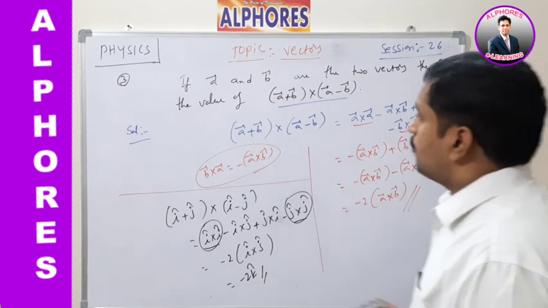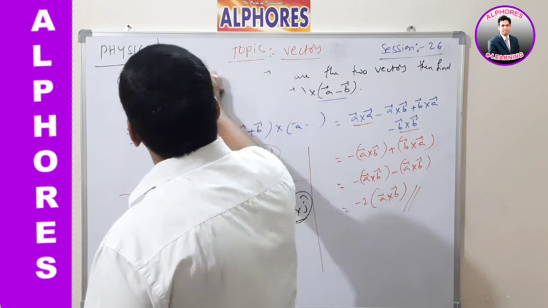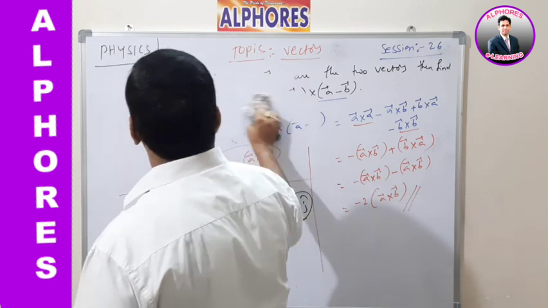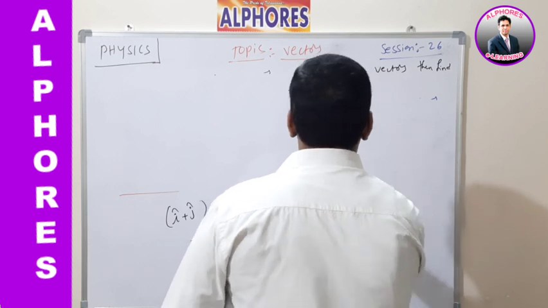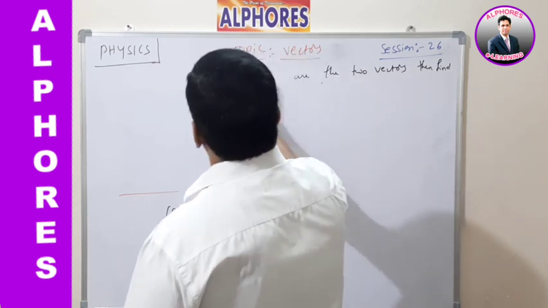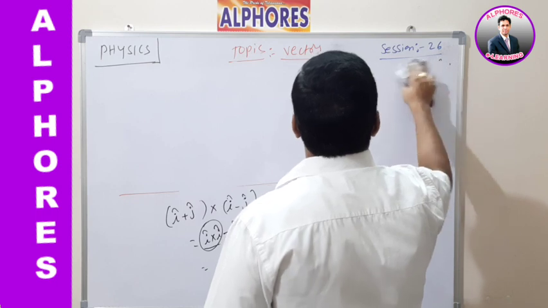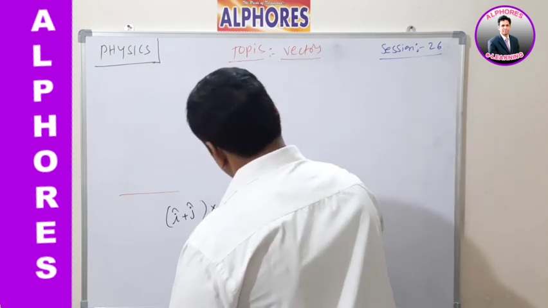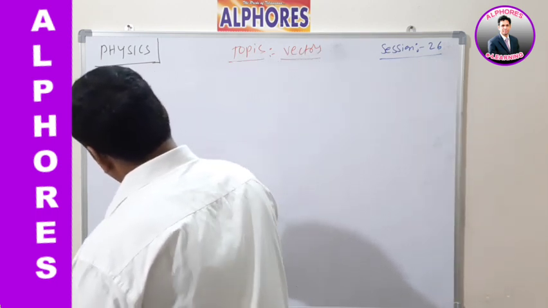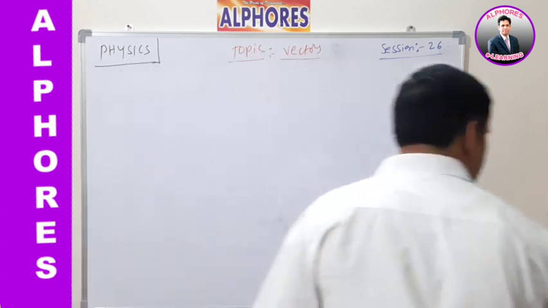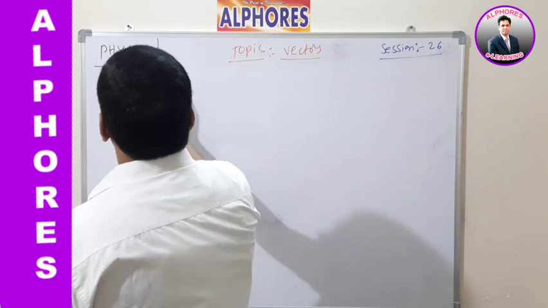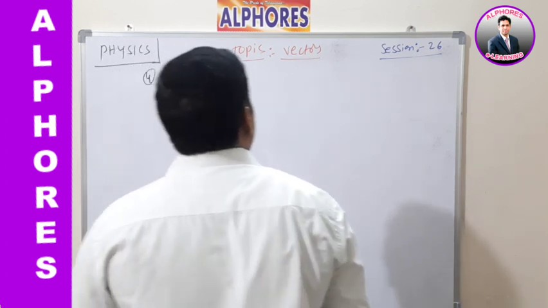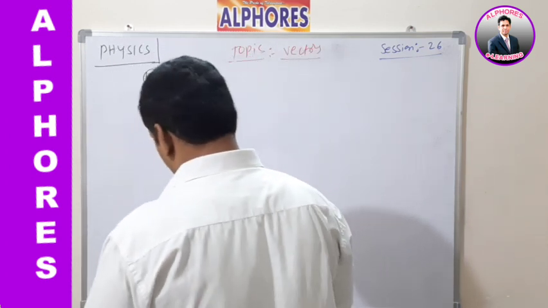And I have to give one more problem. So these are the simple problems based on the cross product. These are derived from the properties of the cross product only. Problem number 4. The next problem, write down all of you.